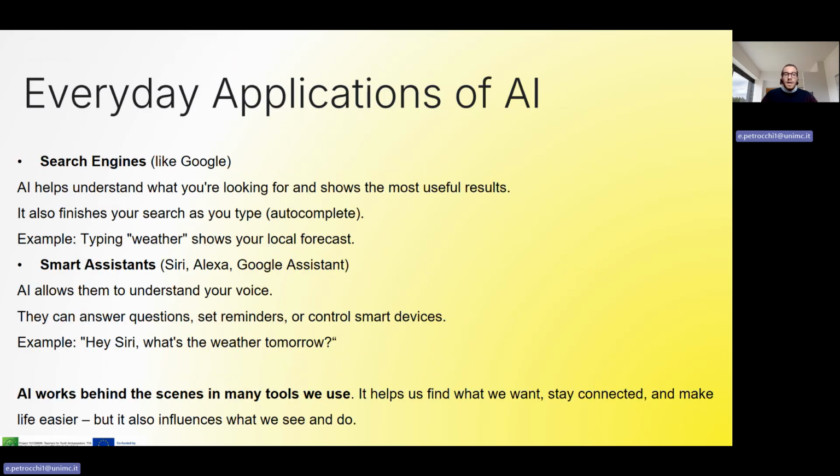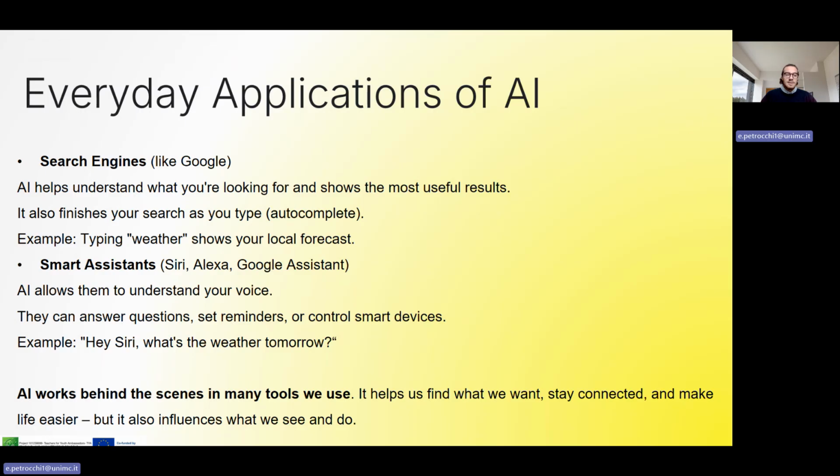But also on Google and other search engines, AI helps understand what people are looking for and then shows the most useful results. AI also finishes our searches as we type, with the auto-completion function. An example is typing "weather," and then the algorithm shows our local forecast because it learned where we live, what we usually look for, and the weather in which cities.